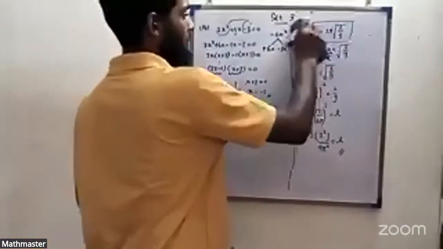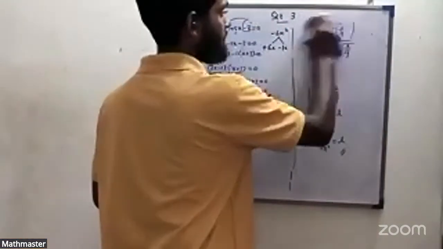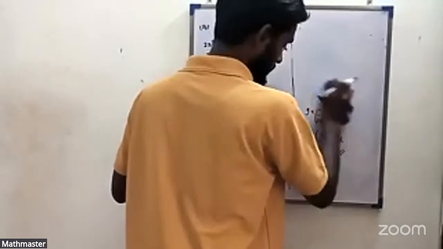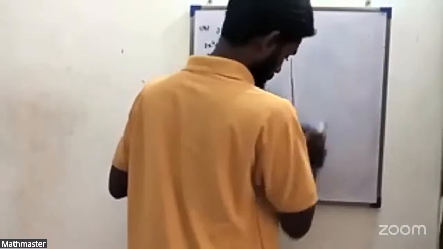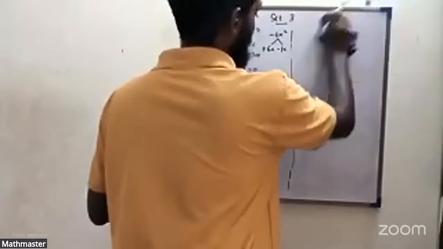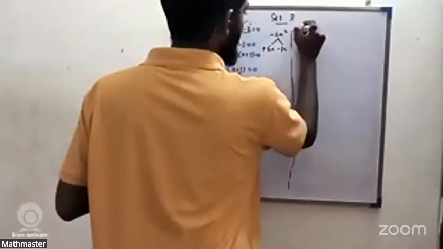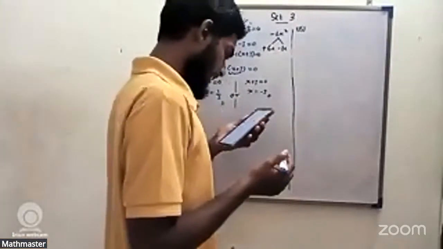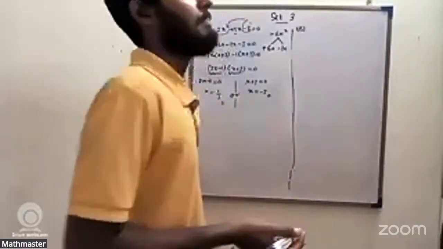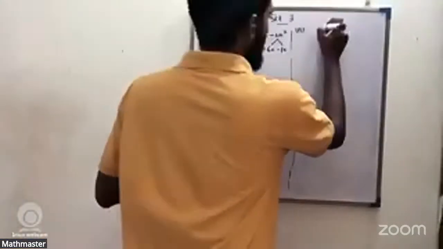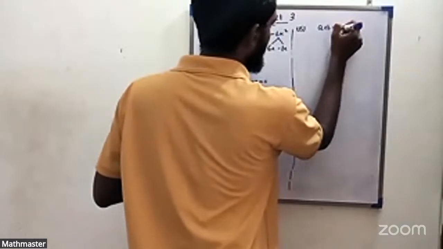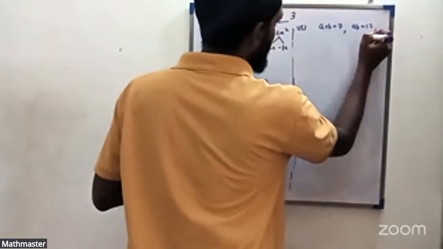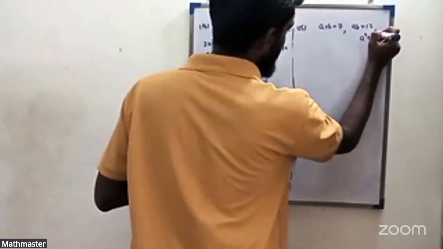Right. Then let's go for question number 15. Question 15 says, if a plus b is 7 and ab is 12, find the value of a squared plus b squared. A plus b they have given as 7, then ab is 12, and they ask for a squared plus b squared, how much?